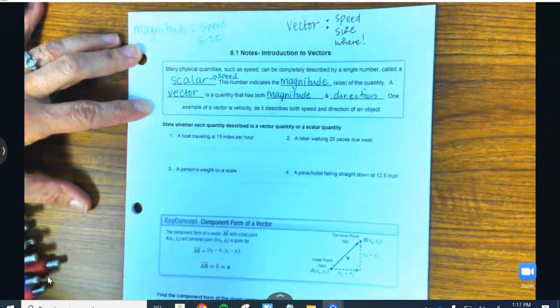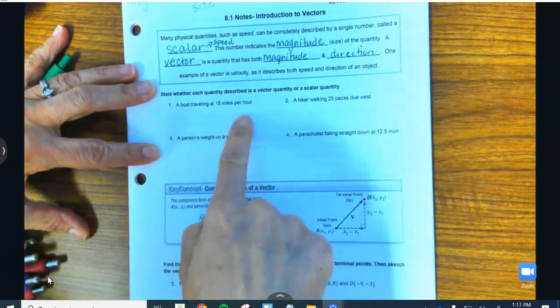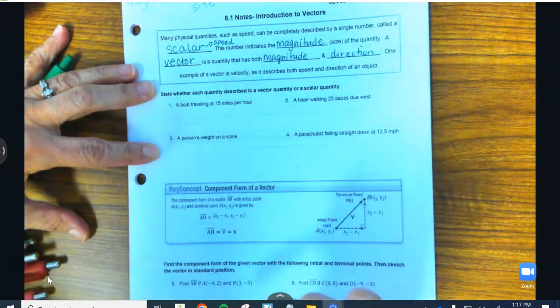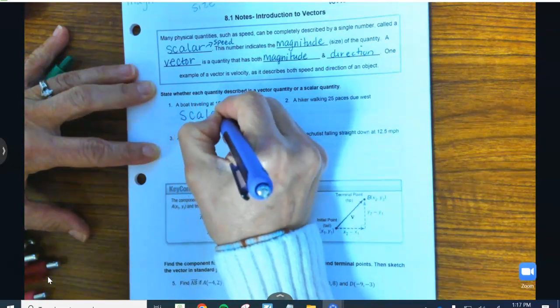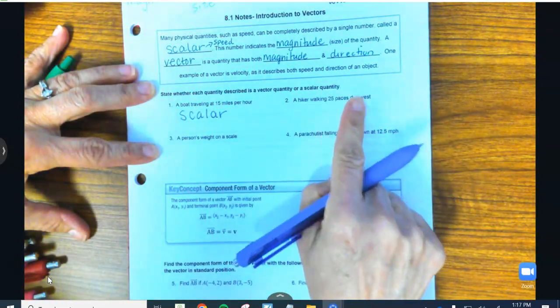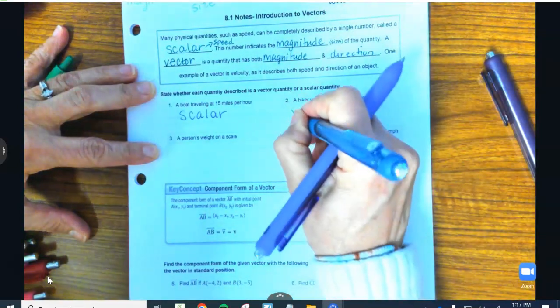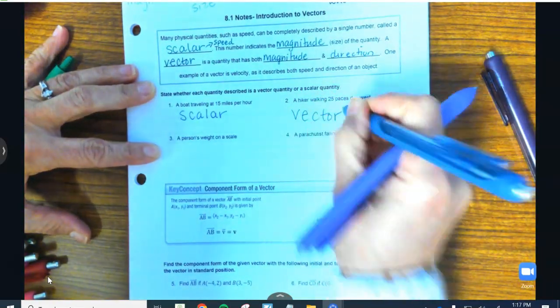All right, let's go ahead and take a look at these examples here. So number 1, a boat is traveling at 15 miles per hour, but we have no idea where the boat's going, so we know that's just scalar. Let's look at number 2. A hiker is walking 25 paces where? East. That is a vector.